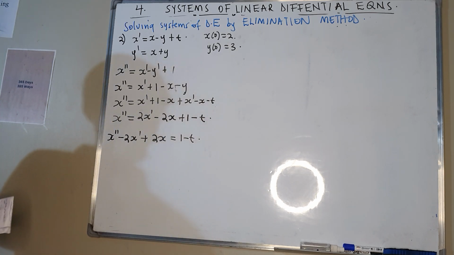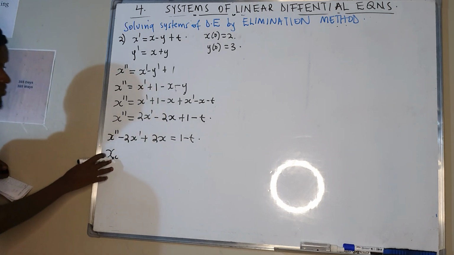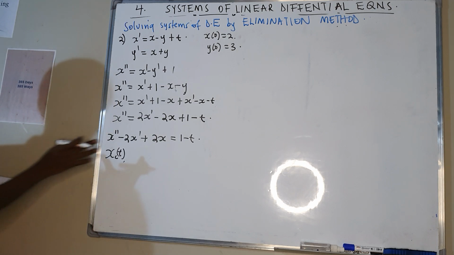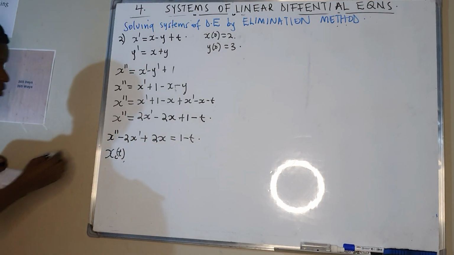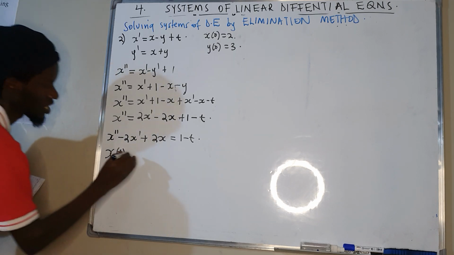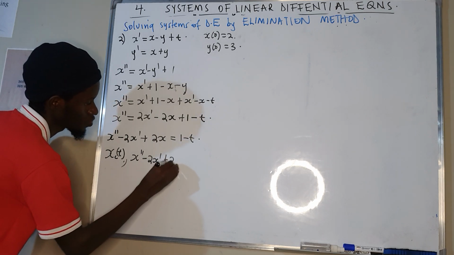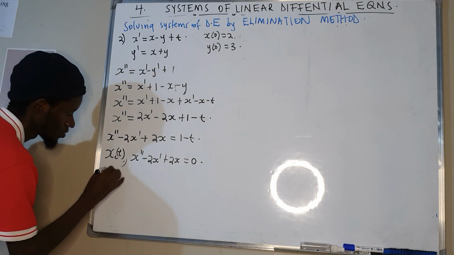The first thing you need is to find the complementary solution x at c at t. Here you first have to solve this homogeneous equation only. I'm saying that I want to first get the complementary solution. I get that x double prime minus 2x single prime plus 2x equals 0. Then I formulate my auxiliary equation.